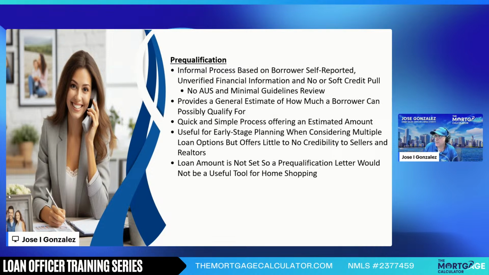It's borrower self-reported, unverified financial info, with no or soft credit pull, no automated underwriting, and minimal guidelines review, because you really don't have any hard data to chew on. It's just unverified information, so all you can really do is provide a general estimate of how much a borrower can possibly qualify for, right? Quick and simple process where you're only offering an estimated amount.